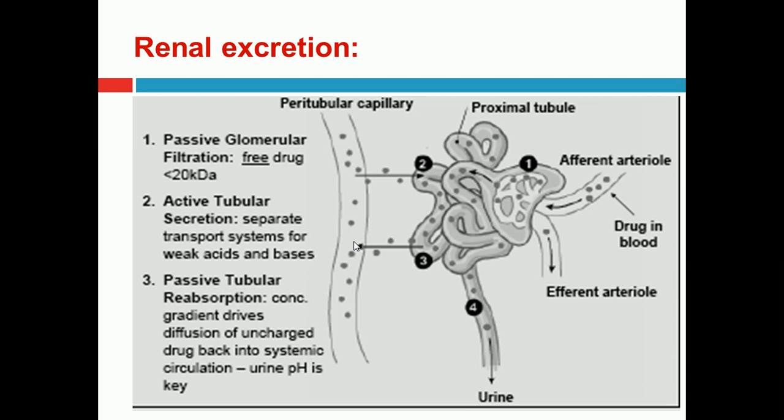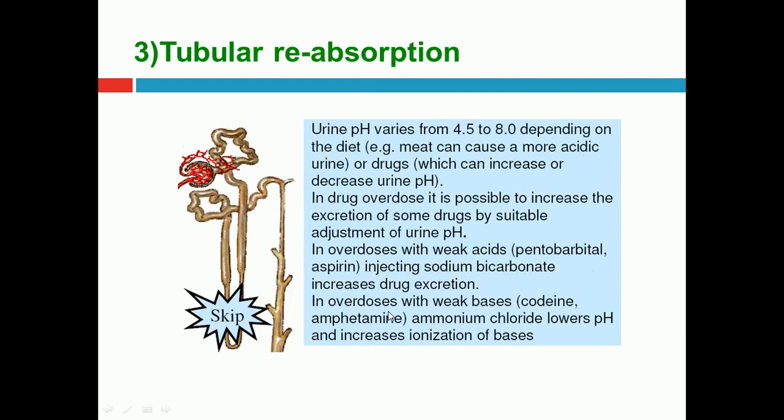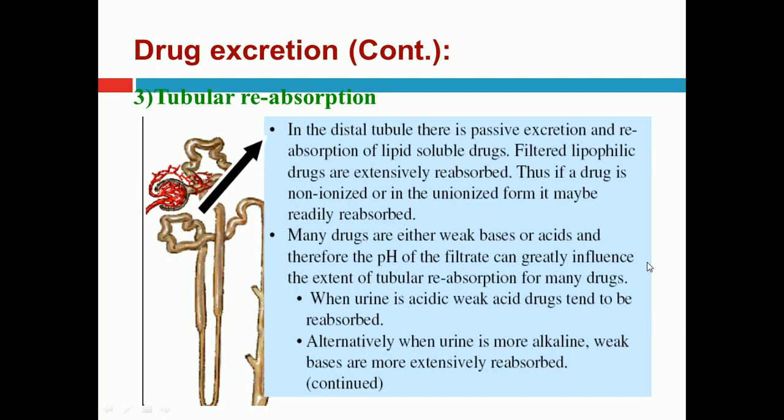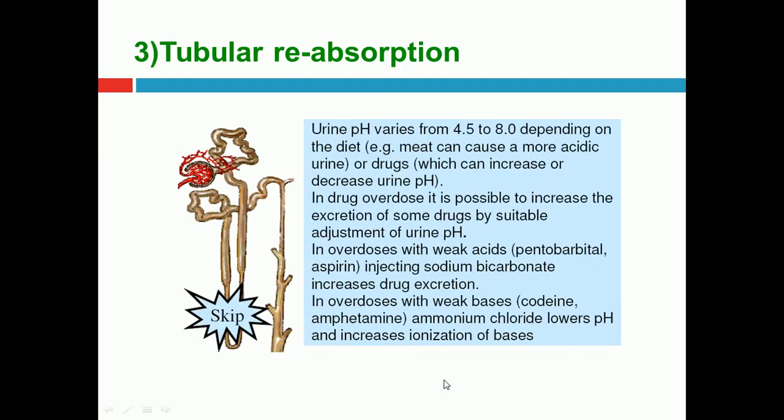But what happens when the drug is in ionized form in this chamber? Then the drug will not reabsorb into the peritubular capillary and into the blood. It won't go into the blood. So this is described here. For example, when urine is acidic, weak acidic drugs tend to be reabsorbed. Alternatively, when urine is more alkaline, weak basic drugs are more extensively reabsorbed.